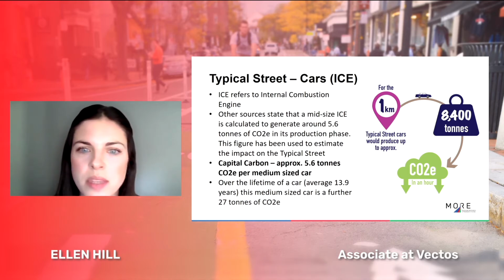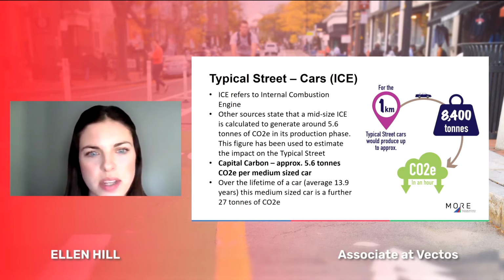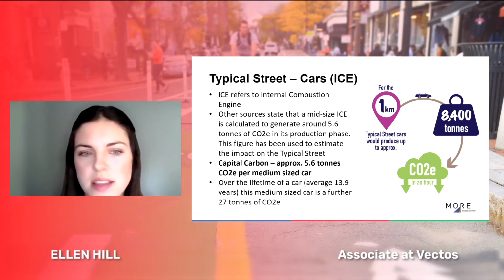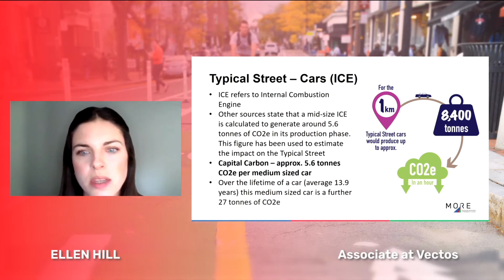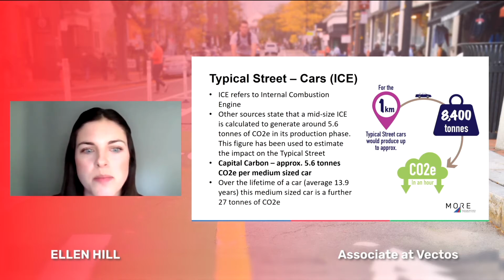For the typical street, the maximum capacity of an urban road has been used to understand how many cars could use this link in an hour. Using this figure, the capital carbon impact of petrol and diesel cars on the typical street is 8,400 tonnes of carbon dioxide equivalents in an hour. However, over its operational lifetime, this medium-sized car is estimated to generate a further 27 tonnes of CO2e.